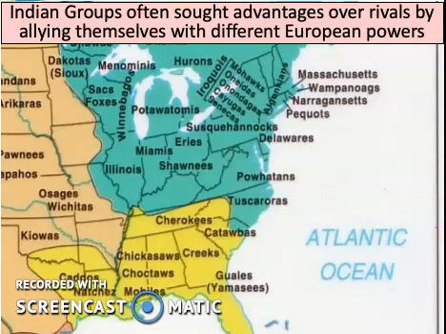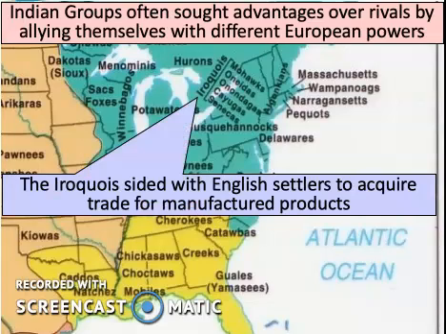Although there will be a few instances in U.S. history of what we call pan-Indian alliances, of Native American groups forming together to resist European encroachment, more often than not, Native American groups sought out Europeans to trade with them, to acquire goods from them, especially guns and things like that, to then be able to take advantage over their other Native American rivals. And so there's a few big groups we want to pay attention to.